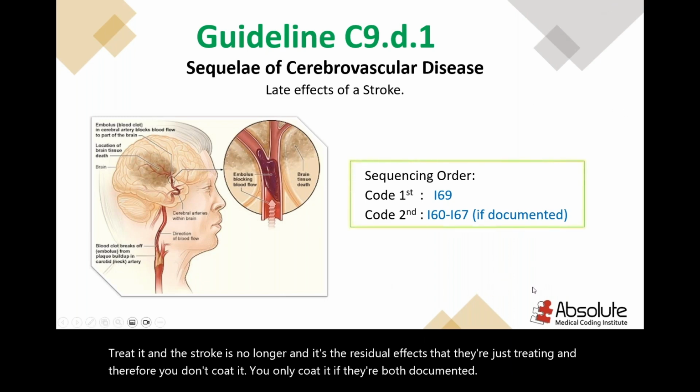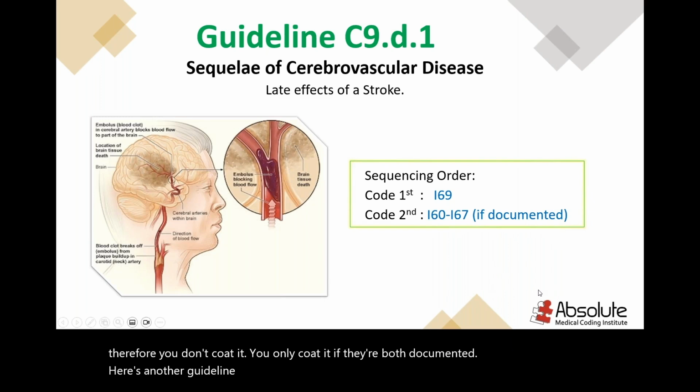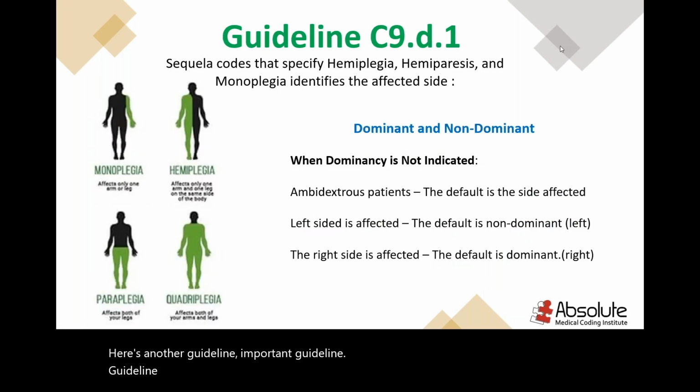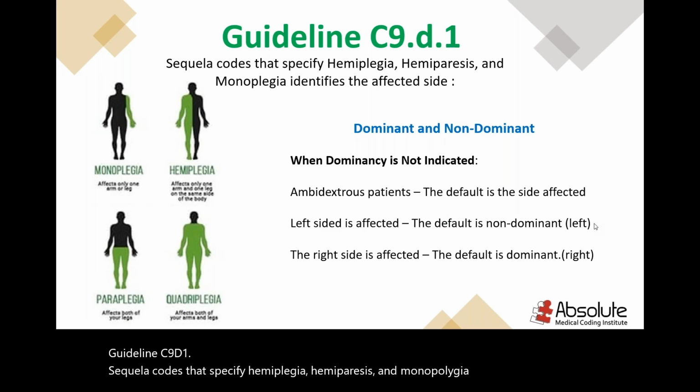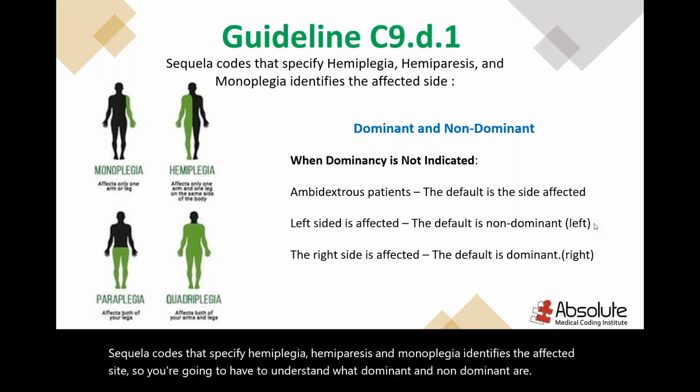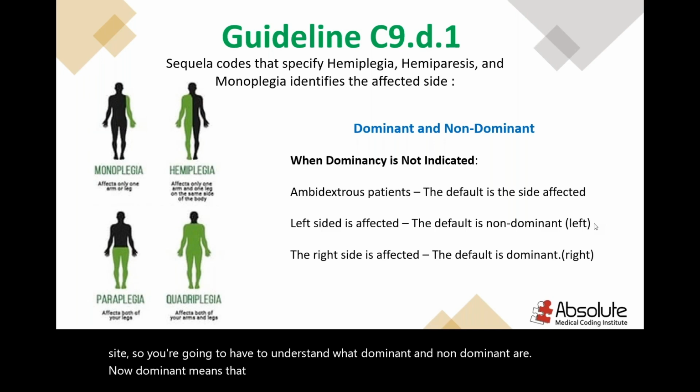Here's another important guideline. Guideline C9D1. Sequela codes that specify hemiplegia, hemiparesis, and monoplegia identify the affected site. So you're going to have to understand what dominant and non-dominant are. Now, dominant means, hey, this is the patient's dominant side. This is the side that the person writes with.